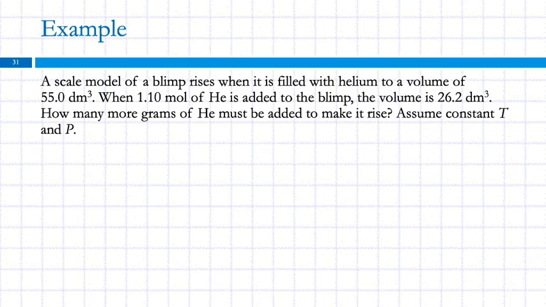.3 liters. Here's another example. The scale model of a blimp rises when it's filled with helium to a volume of 55 cubic decimeters. When 1.1 moles of helium is added to the blimp, the volume is 26.2 cubic decimeters. How many more grams of helium must be added to make it rise? Assume constant temperature and pressure.